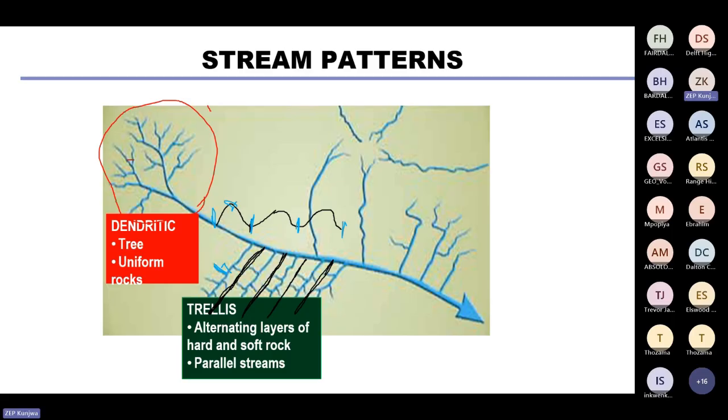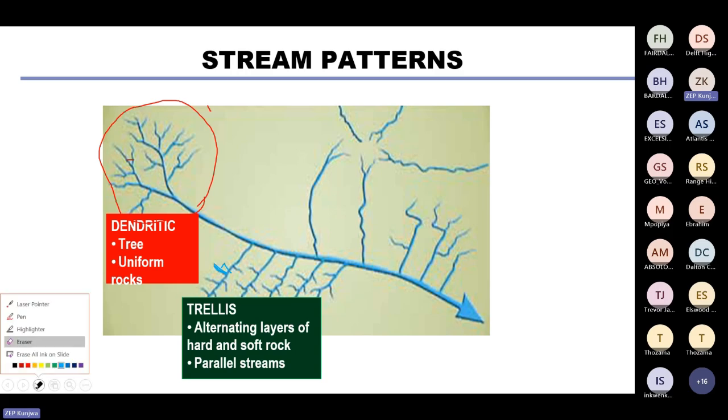Okay, let's move on to another one. I'm just going to erase this so that it is clear for you. Okay, now let's move on. Then here we have a radial. That is radial here.